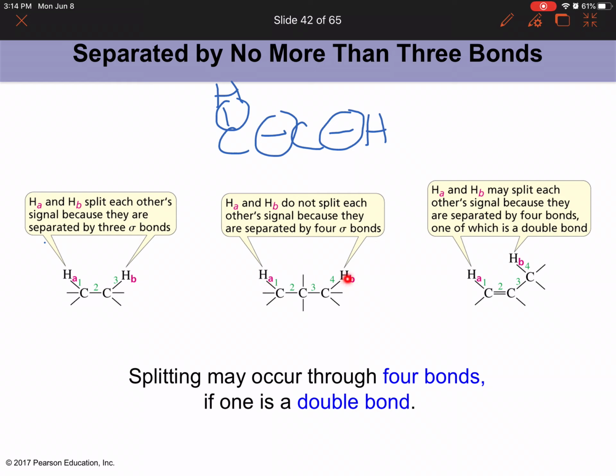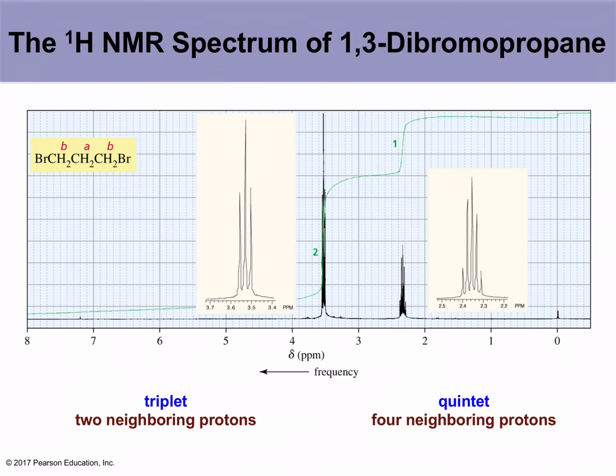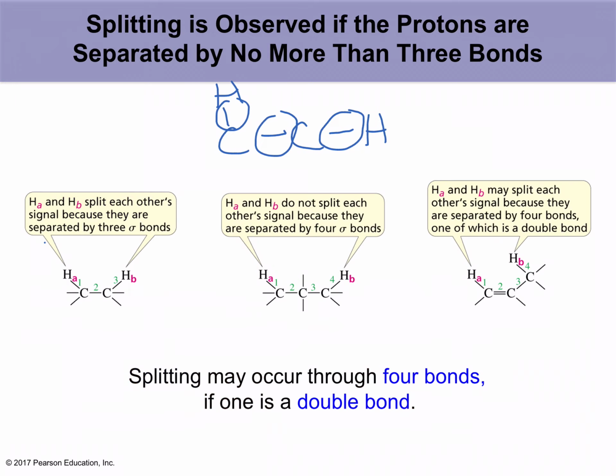Now this is HA and HB. They do not split each other's signal because they are separated by 4 sigma bonds, 1, 2, 3, 4. Now again here HA, 1, 2, 3, 4, but there is a double bond. HA and HB may split each other's signal because they are separated by 4 bonds, one of which is a double bond. So in that case, you might see a splitting between HA and HB. Splitting may occur through 4 bonds if one is a double bond. Okay. Let's look at some NMR spectra in the next section.